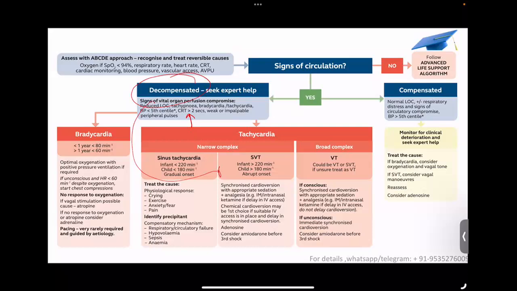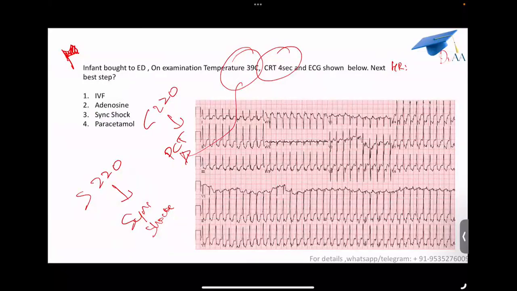So we are coming to the SVT. Synchronized shock, we give it if you can give it immediately. If there is any delay in synchronized shock, you can give adenosine. It depends on the heart rate. It's an infant that you are having here. If the heart rate is less than 220, just treat the underlying cause. So high temperature is causing it. Give the paracetamol, which will bring down the temperature. That will bring down the heart rate.